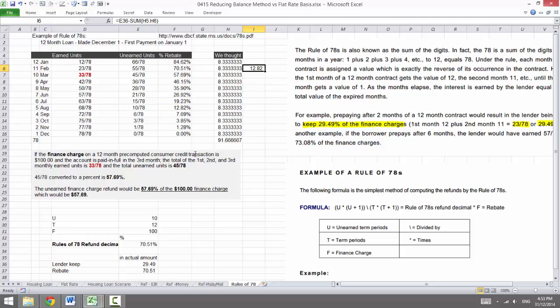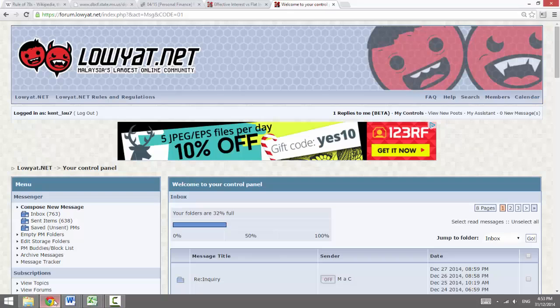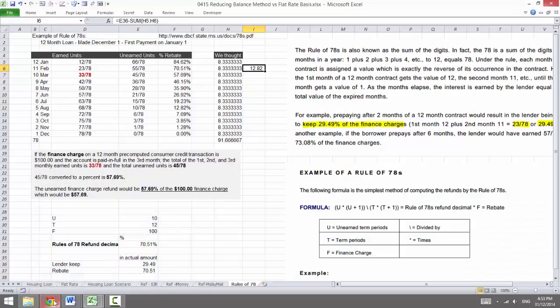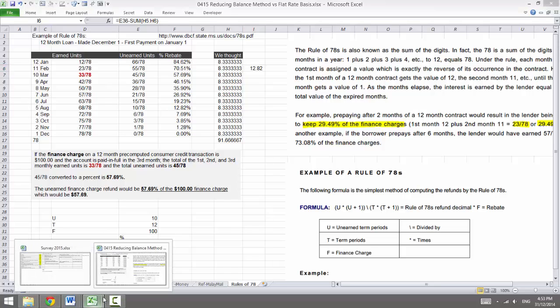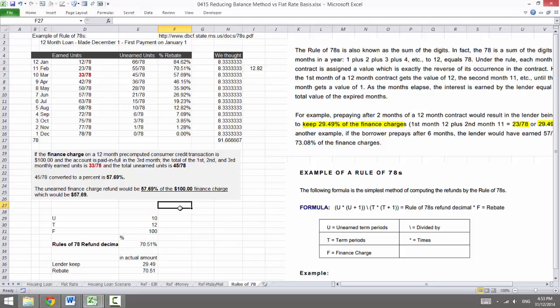I can show you that. I guess you need to look for this for another personal loan. You look for the terms. They will say rule of 78. But what does that mean? Nobody explained to you. Now I'm glad that this website from US DBCF explained this clearly.